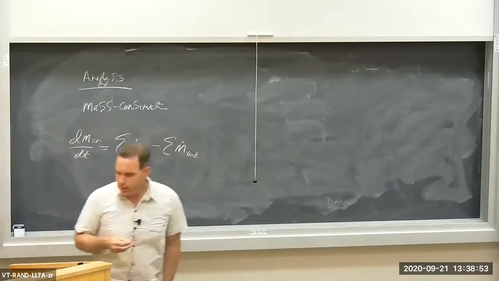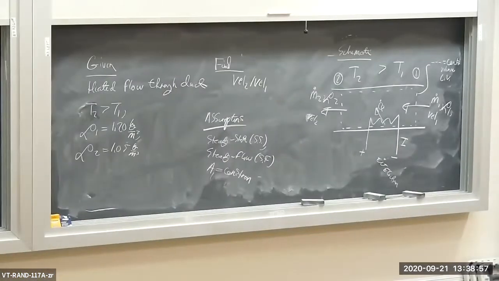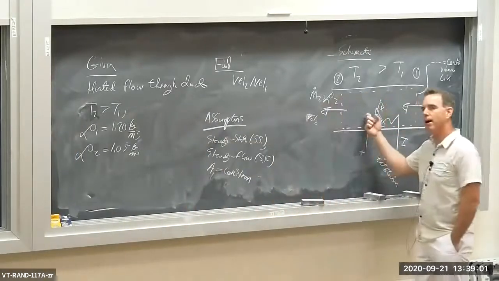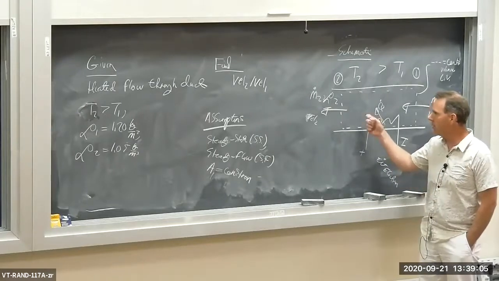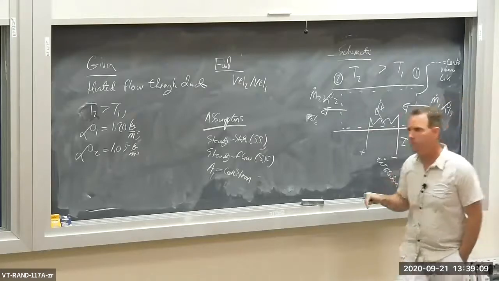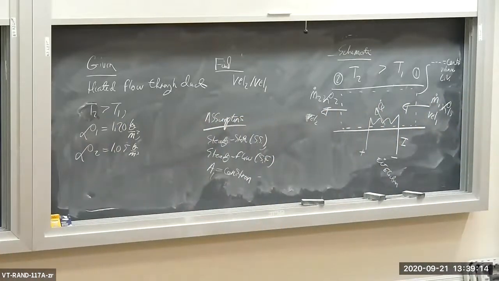Now, steady state, steady flow. Nothing varies in time. Steady state means the amount of mass is not changing within the control volume. So there's a certain amount of mass inside my duct. It's not going up and it's not going down. That's what steady state refers to. No changes with respect to time.